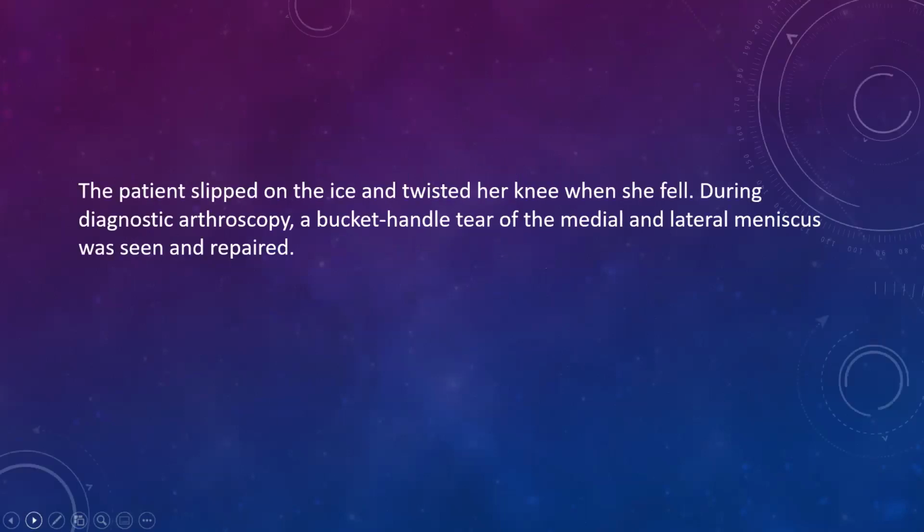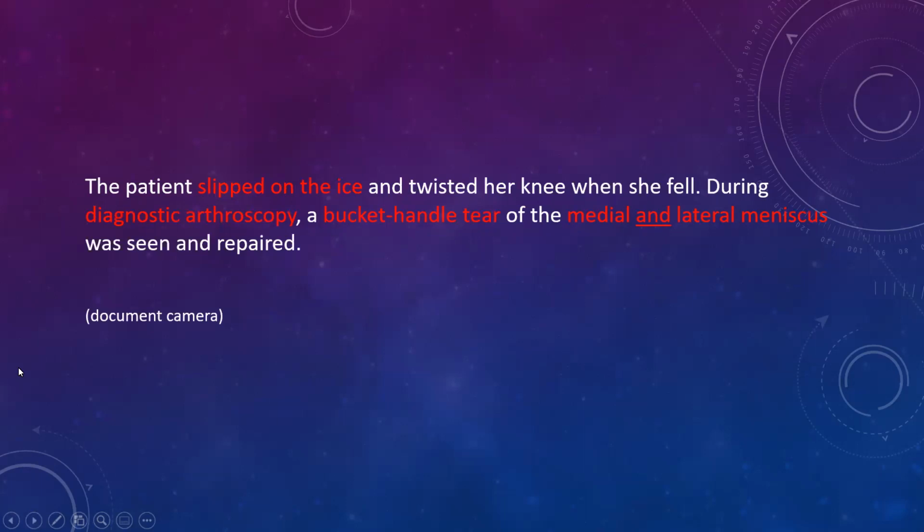First question. Patient slipped on the ice and twisted her knee when she fell. During diagnostic arthroscopy, a bucket-handled tear of the medial and lateral meniscus was seen and repaired. So there's a lot going on here, and it is a little bit tricky. So I wanted to highlight a few things that we want to pull out of this description, this documentation, in order to select the best code.